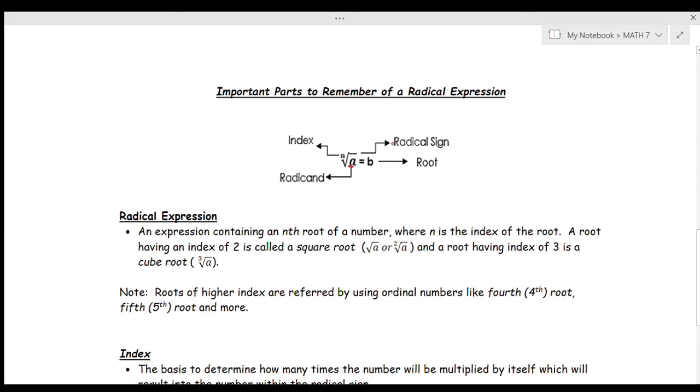Ito yung radical sign natin. Radical sign, and then sa loob niyan, ito, a, we have this radicand. And also, the square root of a results to the root. Ito yung tinatawag nating root. Meron tayong tinatawag na root na positive root, and then meron tayong negative root. Next.